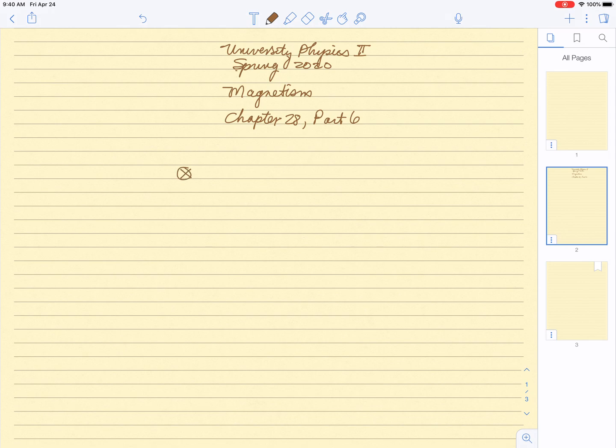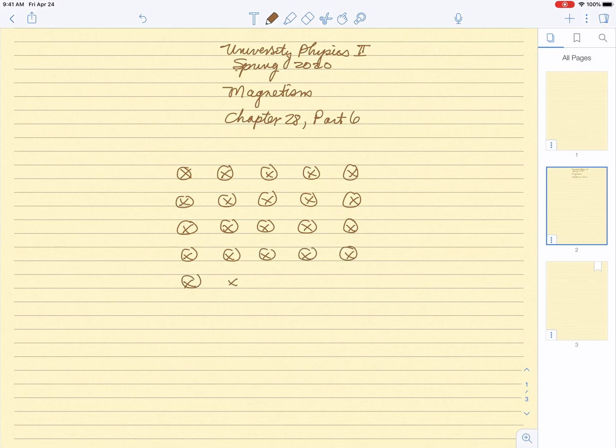Previously we looked at the problem of shooting a charged particle into a magnetic field, and the problem was even more restrictive than just shooting a particle into a magnetic field. It was where the velocity vector was perpendicular to the magnetic field. So let's just redraw that problem here.